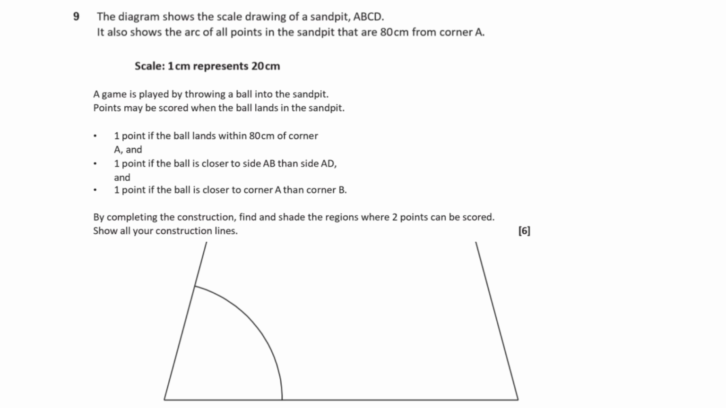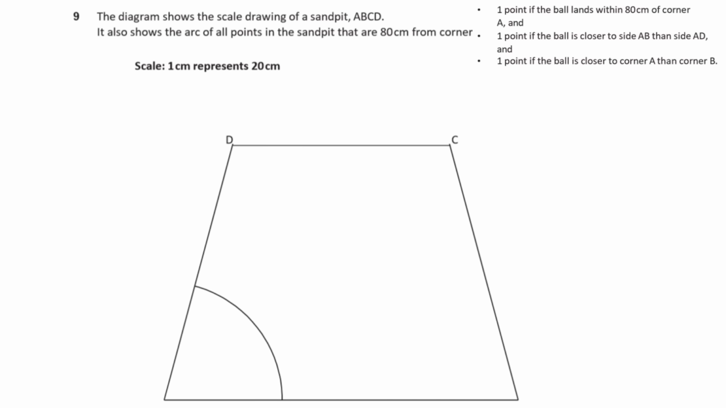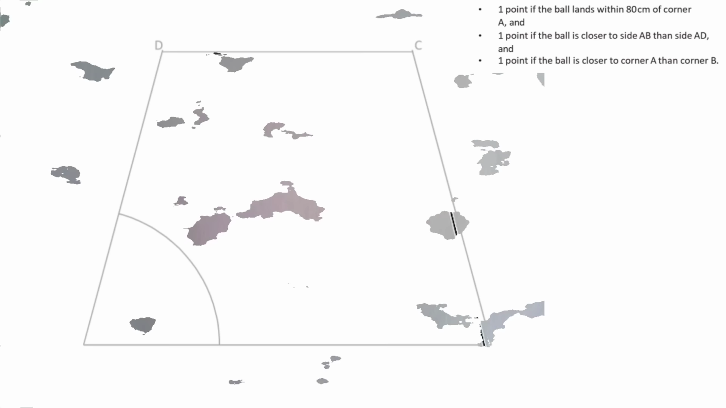A game is played by throwing a ball into the sandpit. Points may be scored when the ball lands in the sandpit. 1 point if the ball lands within the 80 centimeters of corner A, and 1 point if the ball is closer to side AB than to side AD, and 1 point if the ball is closer to corner A than it is to corner B. By completing the construction, find and shade the regions where 2 points can be scored. Show all of your construction lines.